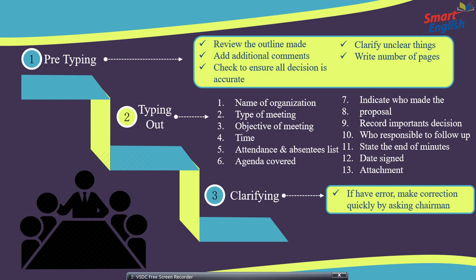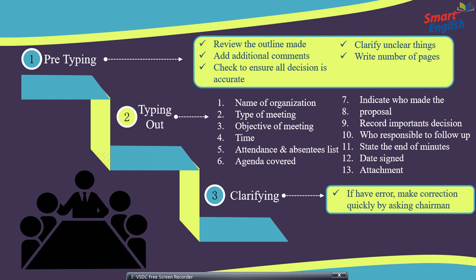Next is the list of agenda covered. On this point, we have to know what the agenda covered in that meeting is. Next, we indicate the names of who proposed and seconded the previous minutes of the meeting as a true record. Next, we must have a record of the important points discussed and decisions taken for each item in the agenda. Next, state the names of those responsible for follow-up action. Next, we must state the end of the minutes of the meeting. Next, we must have the date, and the secretary and the chairperson sign the minutes and their positions are recorded. And last is attachments, if applicable.